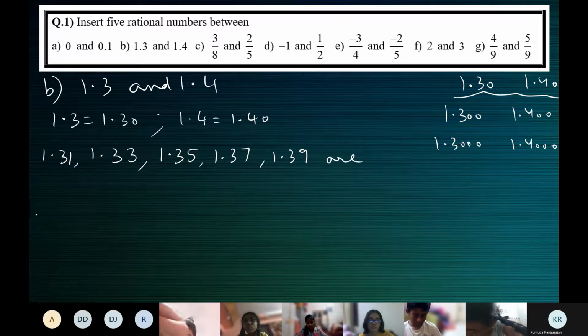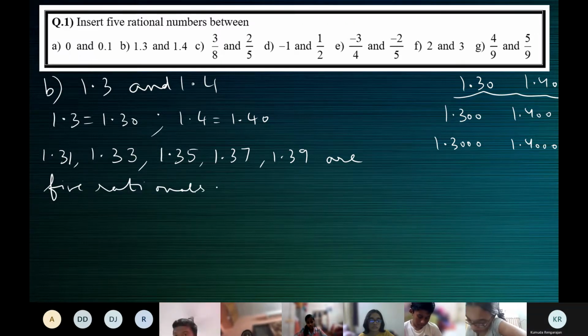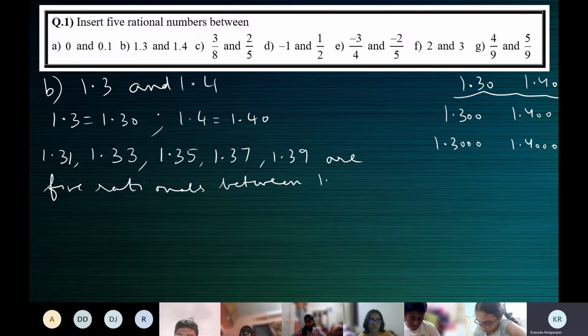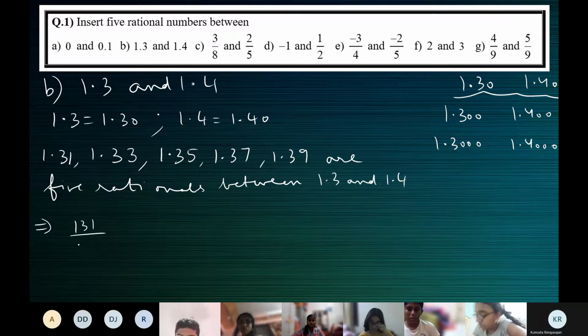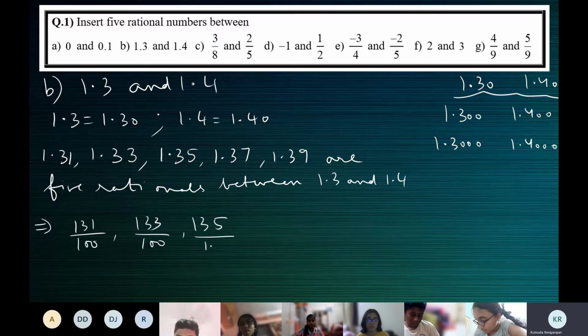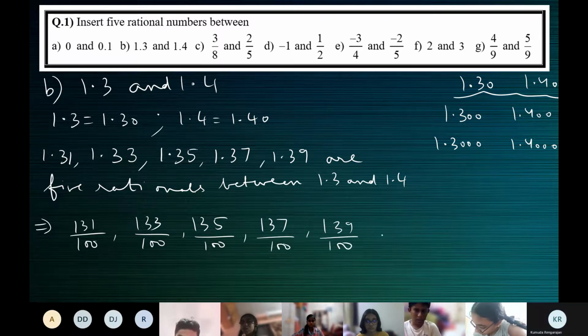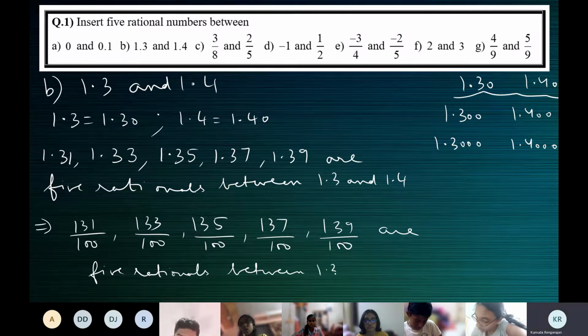So 5 rationals between 1.3 and 1.4. That implies 131 by 100, 133 by 100, 135 by 100, 137 by 100, 139 by 100 are 5 rationals between 1.3 and 1.4.